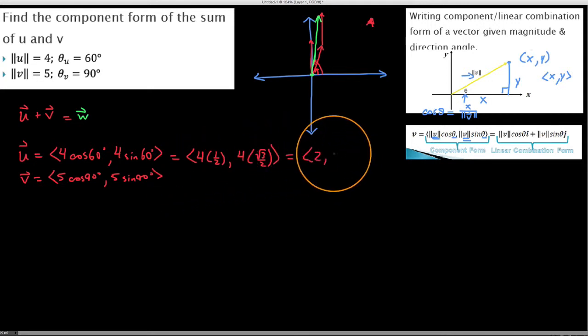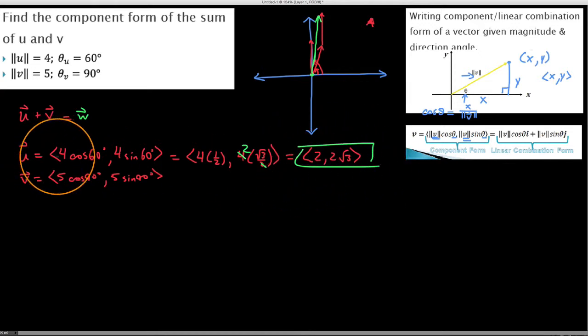I would say it is 2 comma, and this 4 and this 2 would cross cancel. This becomes a 2, so we have 2 root 3. Let me try to sketch this out a little bit better. Okay, so this is our component form for our vector u. We need the component form for our vector v.